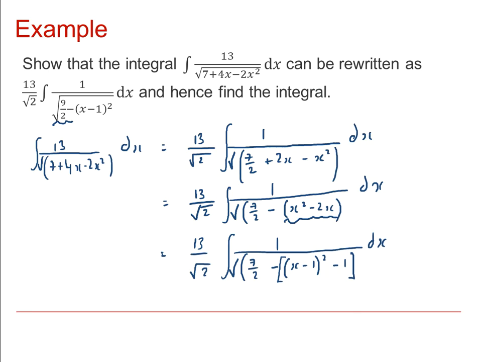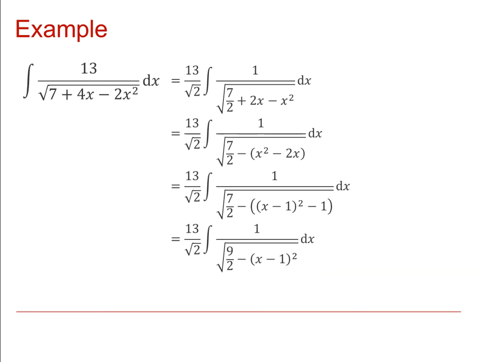So let's just go through that again on a nice neat slide. There it is. So we took out the 13 and a factor of 2 from the expression in the denominator, which of course becomes root 2, leaving us with something that we can complete the square on, and then when we've manipulated that we end up with 9 over 2 minus x minus 1 squared. So this is now inside the square root looking like the a squared minus x squared that we require for the standard integral.